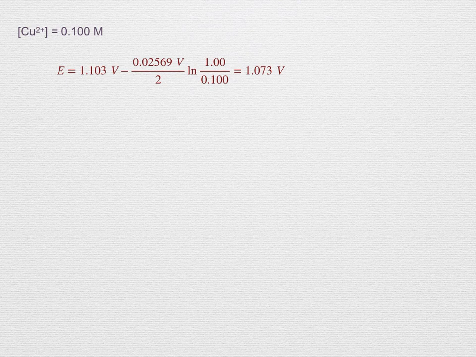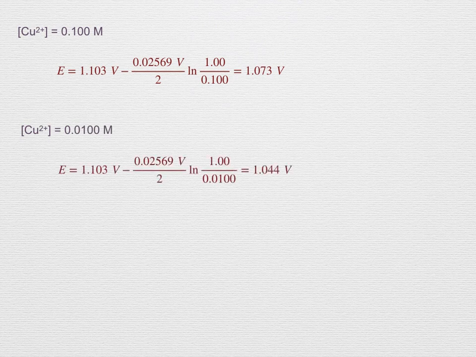And down to 0.01 molar. Substitute and solve. Again, about a 30 millivolt drop down to 1.044 volts. So think about this situation. What will be the cell potential if we decrease both copper and zinc by the same amount, say to 0.1 molar?